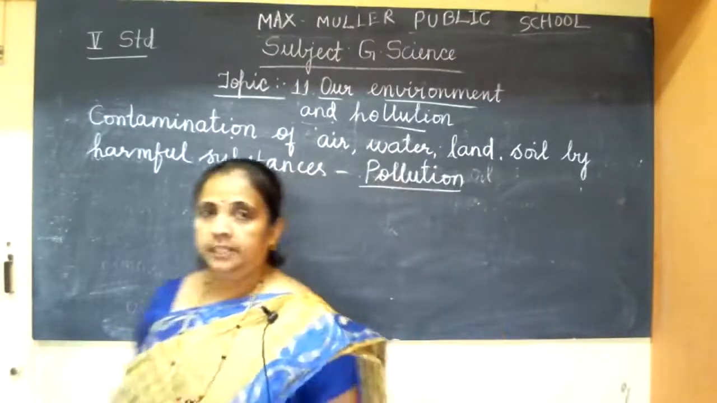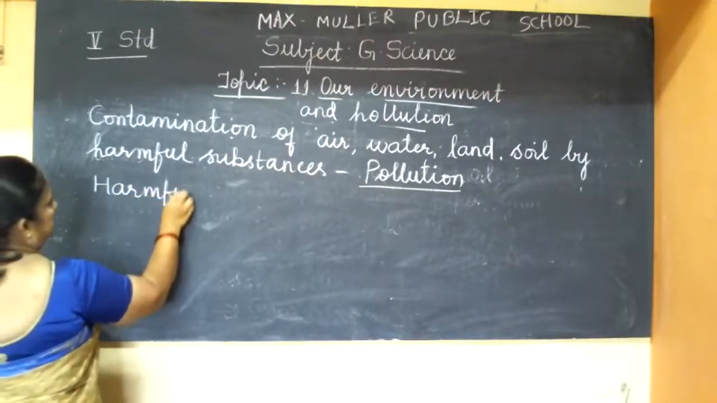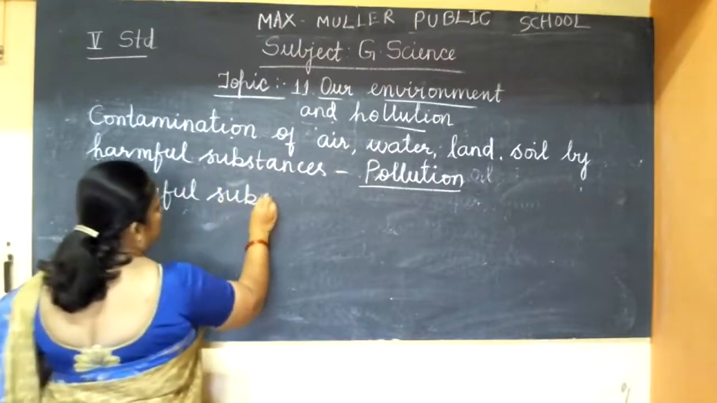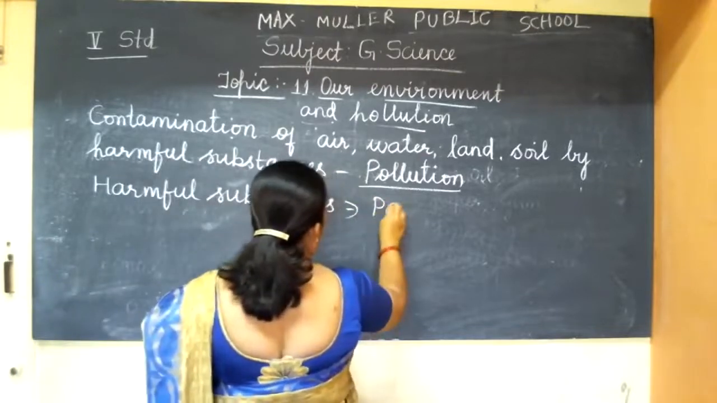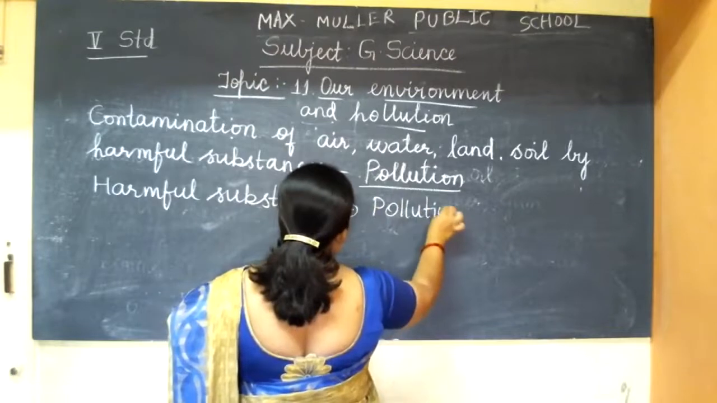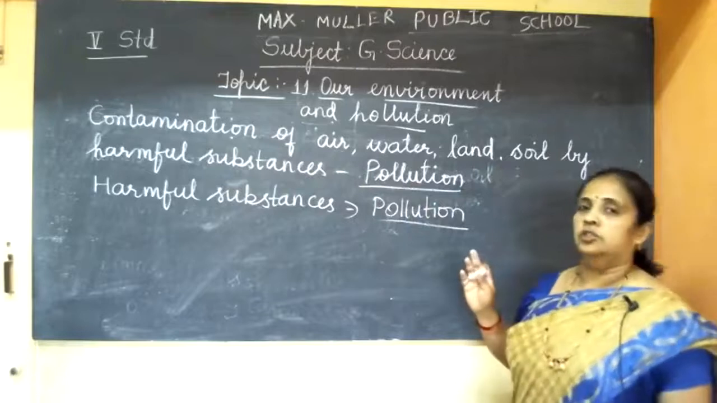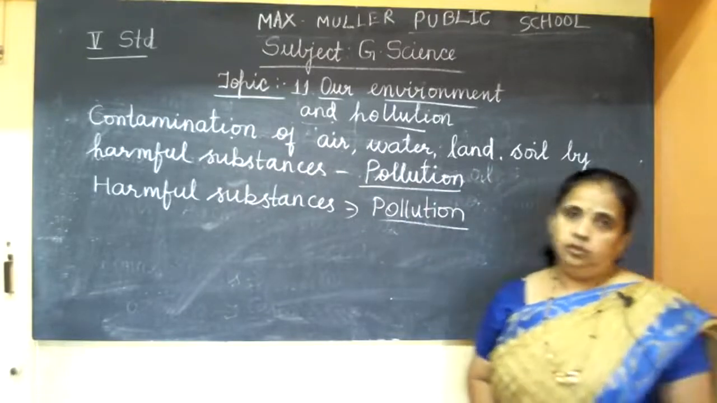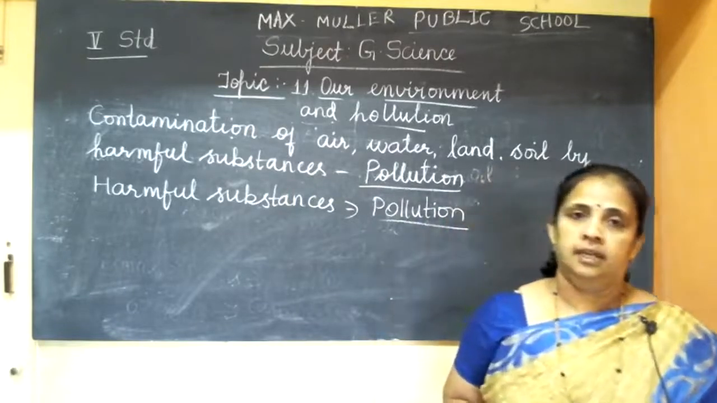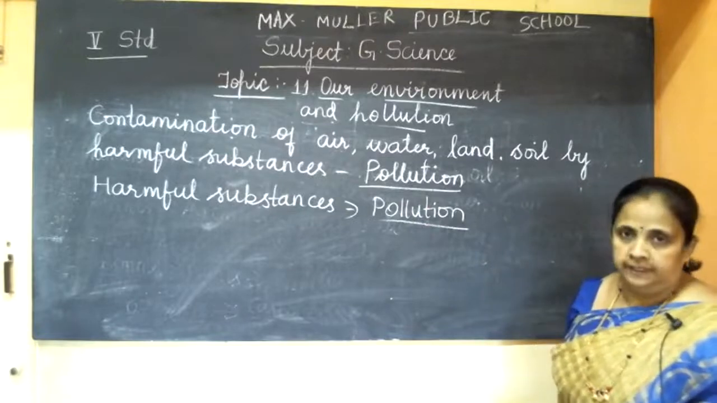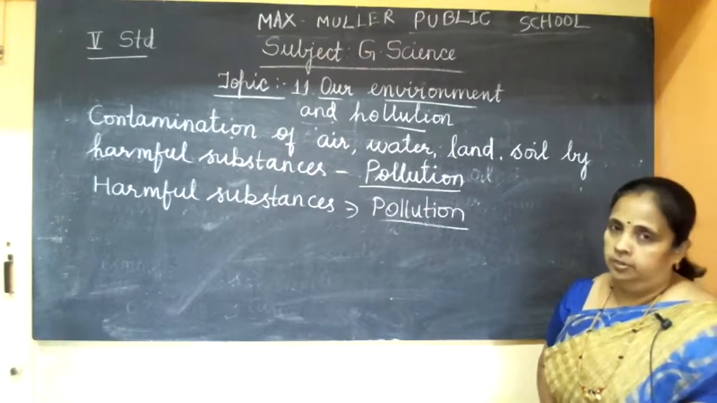And the harmful substances which mix in are called pollutants. So this mixing of the harmful substances into the land, into the water, into the soil is called pollution. Okay, so this is also one of the reasons why the environment is getting destroyed, getting affected. Humans are also responsible for that.